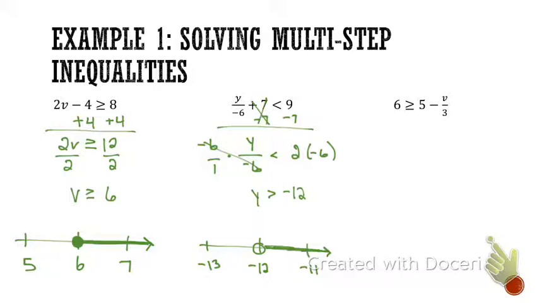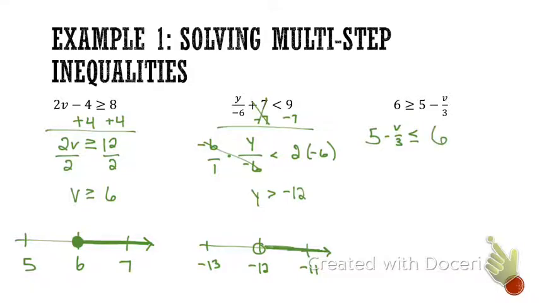All right, last but not least, I've got a couple things going on here. The first one is that my variable actually comes after the inequality. So the first thing I want to do is take this and put it before the inequality. So now I have 5 minus v over 3 is less than or equal to. See how the inequality is closed off towards that side? I'm keeping it closed off towards that side.